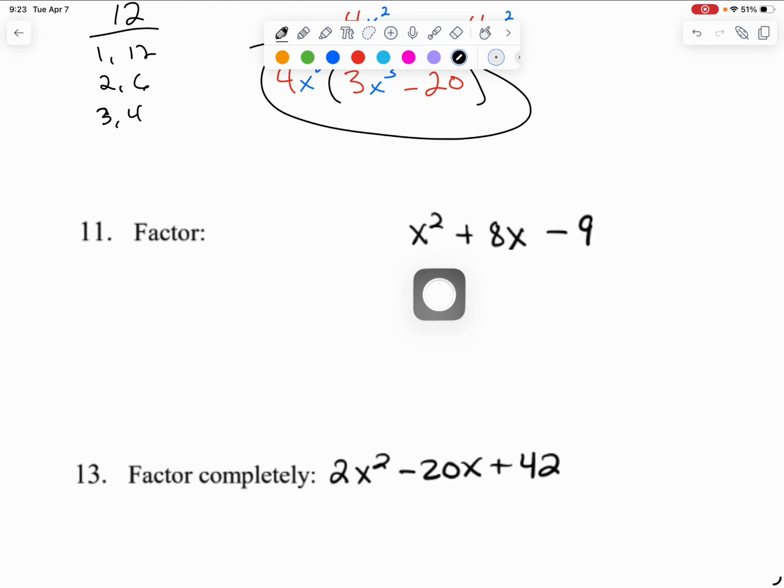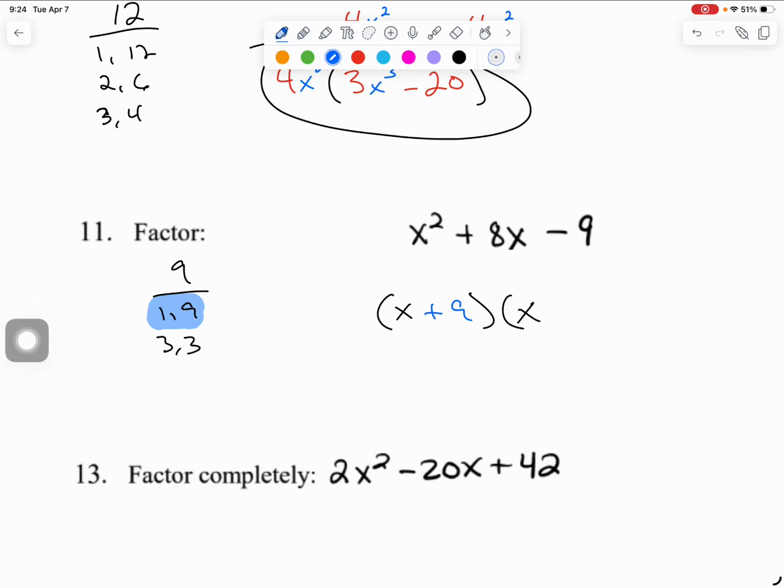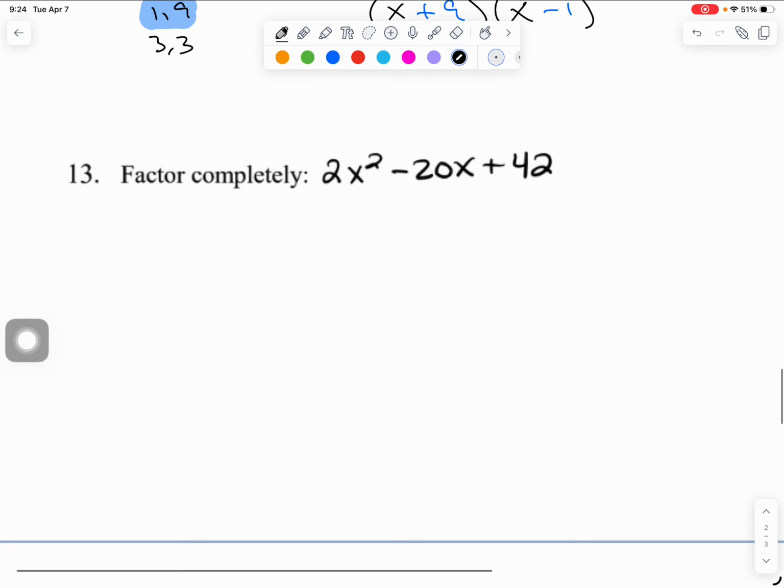Number 11 just wants us to factor. All right, our factors of 9 are 1, 9, and 3, 3. We need to get to 8. C is negative. We need to subtract. 9 minus 1, holy moly, it's 8. Let's just simply write out our answer as x plus 9 and x minus 1. You're done with 11. Go on to the next one.